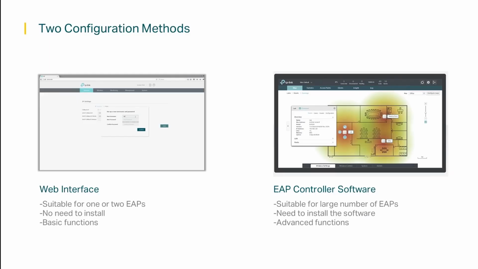There are 2 ways to configure the EAPs once they're connected to your network: via web interface or via EAP controller software. If you only have 1 or 2 EAPs, then the web interface should be suitable. The web interface only lets you configure and manage 1 EAP at a time. If you have a larger number of EAPs, however, then we recommend using the EAP controller software, since you can configure and manage multiple EAPs at the same time quickly and easily.